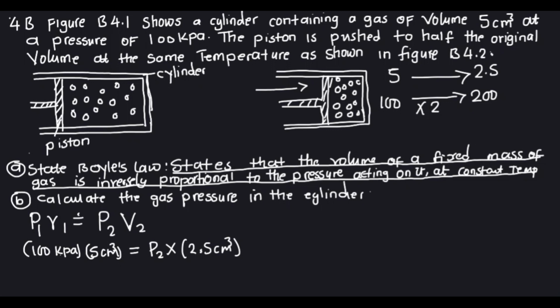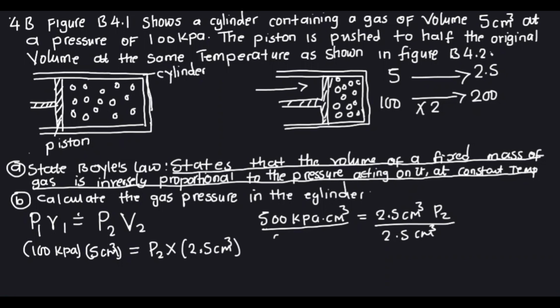Now let's prove it by this calculation. Let's multiply 5 times 100. We have 500 kilopascal cubic centimeters. Then 2.5 cubic centimeters times P2. To get pressure 2, we divide by 2.5 cubic centimeters on both sides, so we cancel. We have pressure 2 is equal to 500 divided by 2.5. From my calculation, I'm getting 200. So that is our final answer: 200 kilopascal. This was the new pressure.